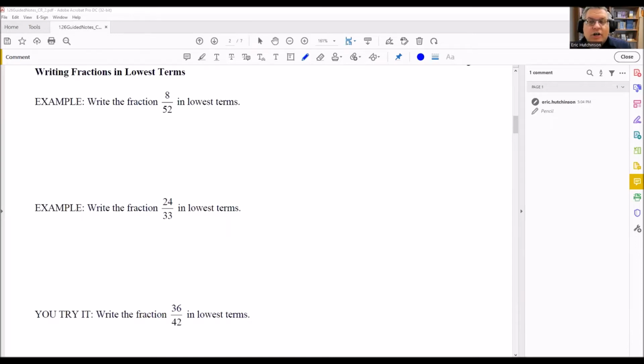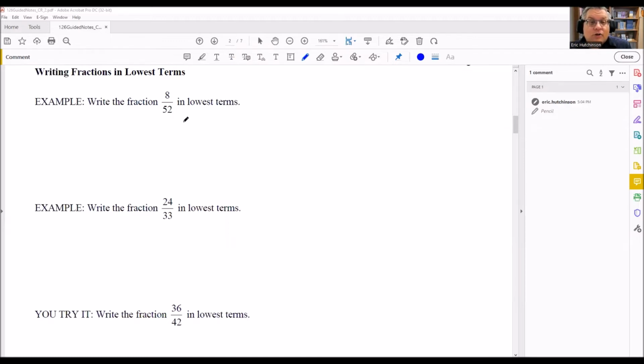Writing fractions in lowest terms. To do this, what you want to do is look at the fraction and see what's the largest number that divides into both of these things. And then we divide it out and we say it's in lowest terms. Lowest terms would be something like maybe 3/7, for instance.